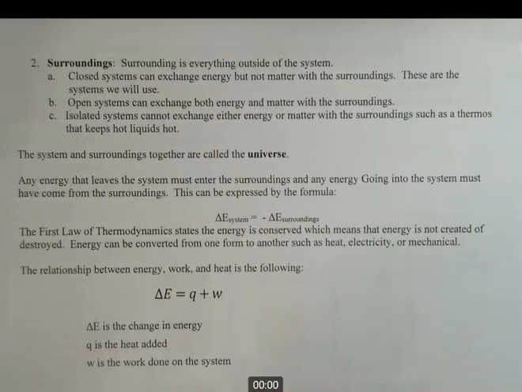Okay, now the surroundings. Surroundings is everything outside of the system. So as far as we're concerned for the study of a chemical reaction, there's only two things. There's the system, and then there's everything that's outside of the system, called the surroundings.